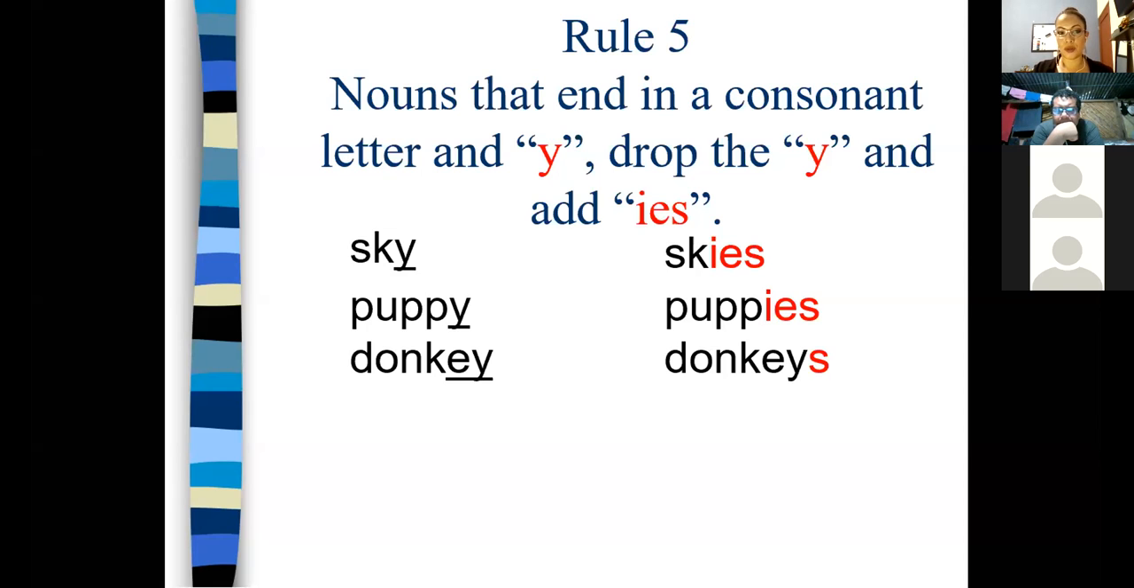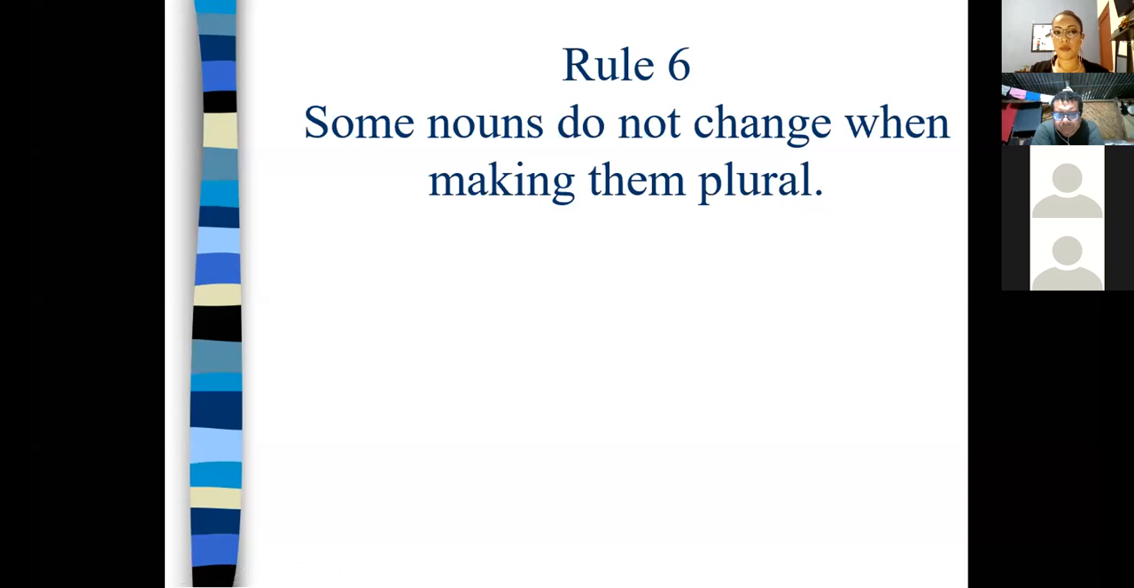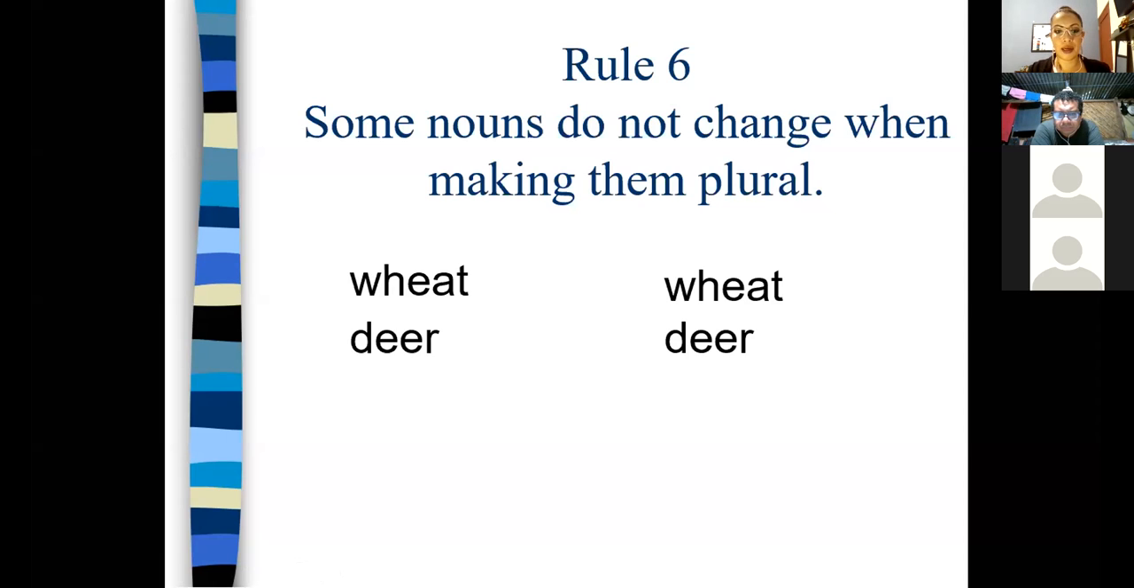Donkey, donkeys. Esta es una excepción. ¿Por qué? Porque aquí antes de la Y tenemos una vocal. Entonces solo agregamos S. Key, keys. ¿Verdad? Si el nombre, recuerden, termina en Y y antes de la Y hay una consonante, vamos a hacer este cambio. Pero si antes de la Y hay una vocal, entonces simplemente se le agrega S. Y la número 6 es que hay algunos que no cambian cuando los hacemos plural. Por ejemplo, los que les dije ayer: deer, venados, fish no cambia, y corn.